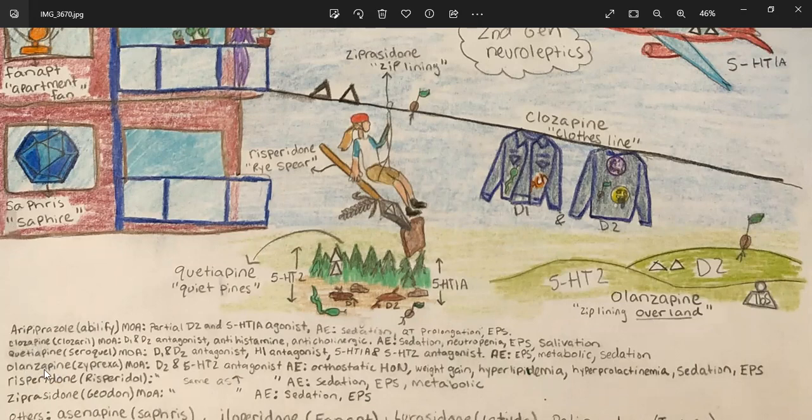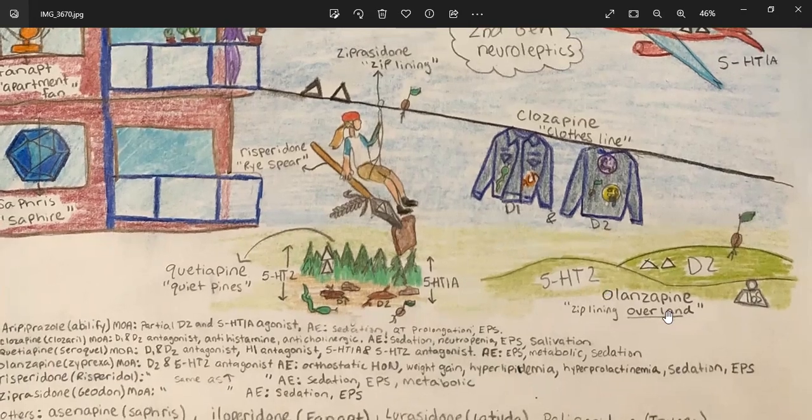Next is olanzapine or Zyprexa. So that is shown here. So I have this plane and this zip line. It's all happening over land. We're ziplining over land for olanzapine. The MOA is that it is a D2 and a 5-HT2 antagonist.